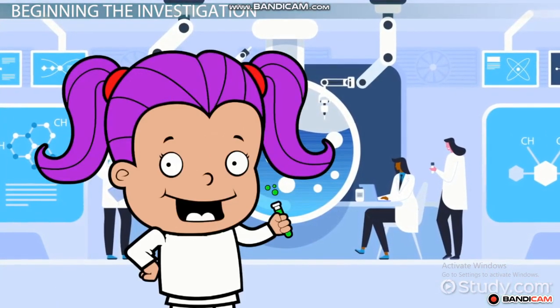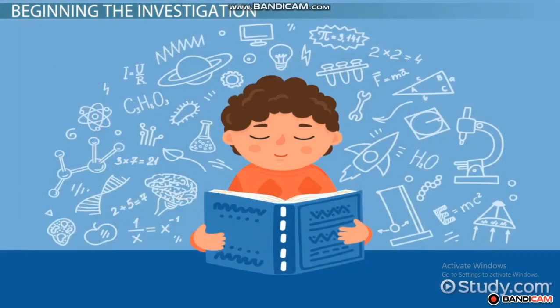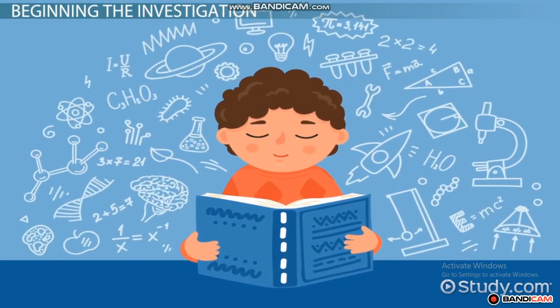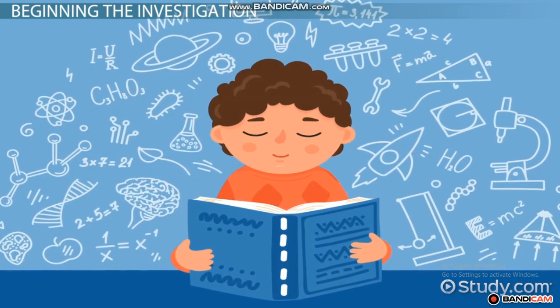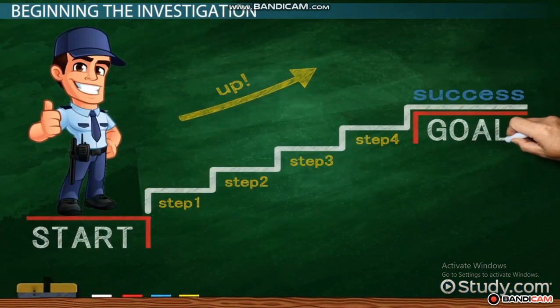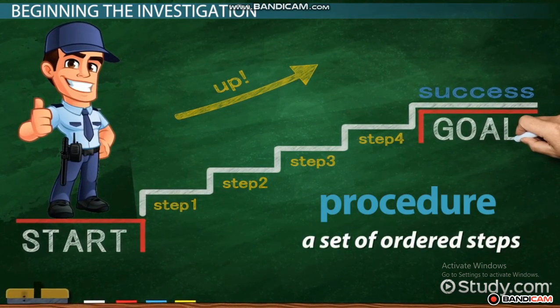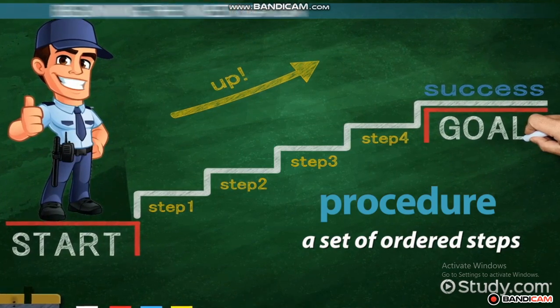Sometimes investigations are short and can be completed in one day or a few days, but long-term scientific investigations may take several weeks, months, and even years to complete. Whether an investigation is short or long-term, it's important for scientists to always follow a procedure or a set of ordered steps, so the experiment is done the same exact way every time.